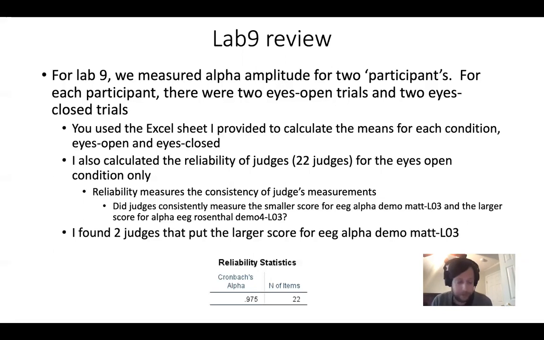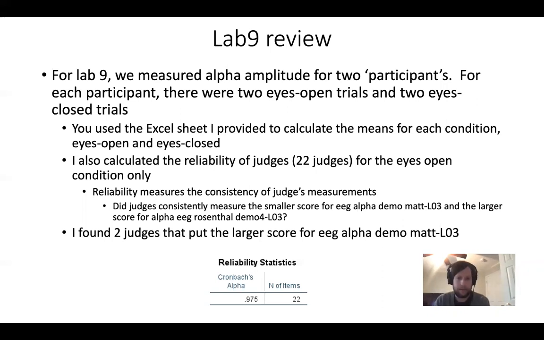For each participant, for each trial, we calculated alpha amplitude using the BSL Analysis 4.1 or the BioPac software. You used the Excel sheet that I provided to calculate the means for each of those conditions for each of the participants. And that's what you copied and pasted into the Google sheet.